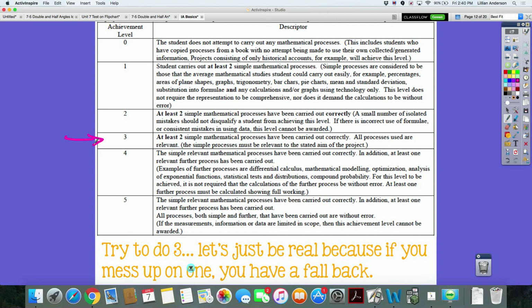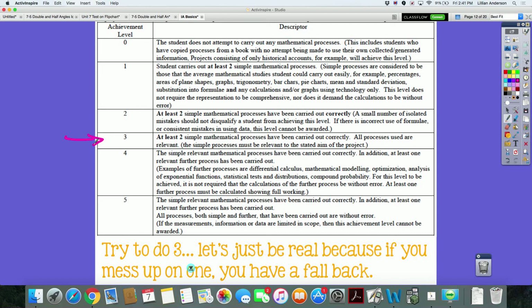But if you do one of your 2 processes wrong, the highest you can get is a 1. So if you do 3 and you mess up on 1, you still have at least 2 right. Does that make sense? So I say try to do 3. And if you're like, well, my topic doesn't have 3 simple processes, let's make sure before we get to the writing and the mathematical process finding that we get a topic where we can have enough to work with, okay?